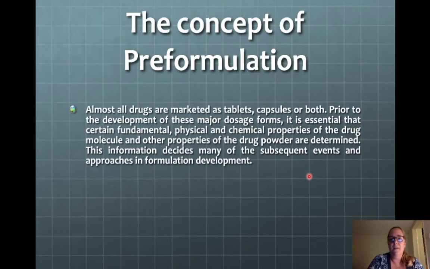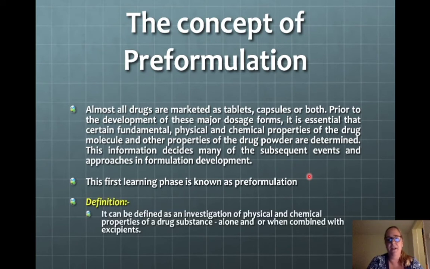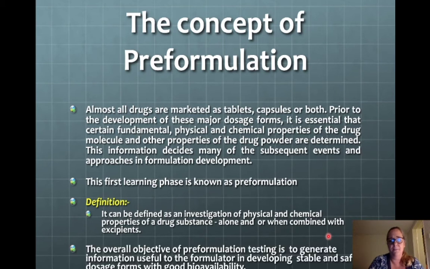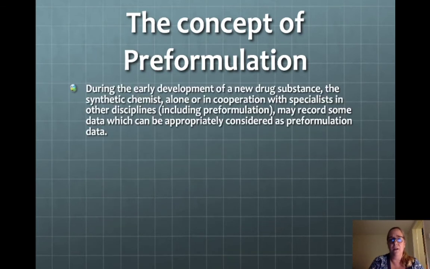The first phase is known as pre-formulation. The definition is that it can be defined as an investigation of the physical and chemical property of the drug, as we've already seen. The overall objective of the pre-formulation testing is to generate information useful to the formulator in developing stable and safe dosage forms with a good bioavailability.